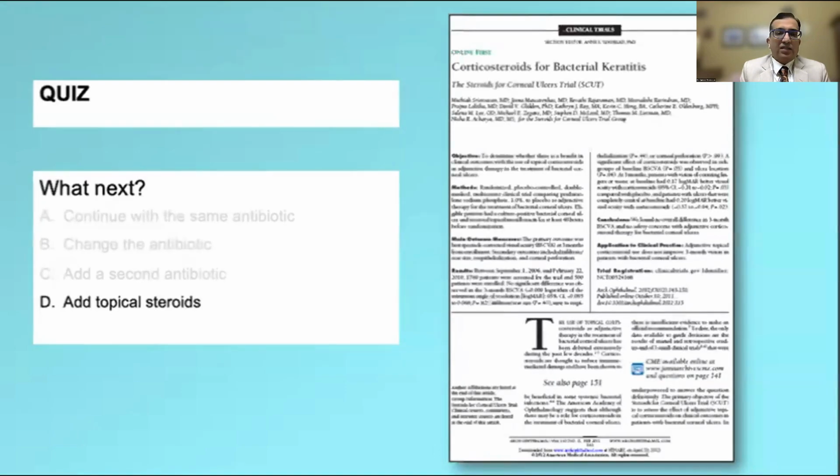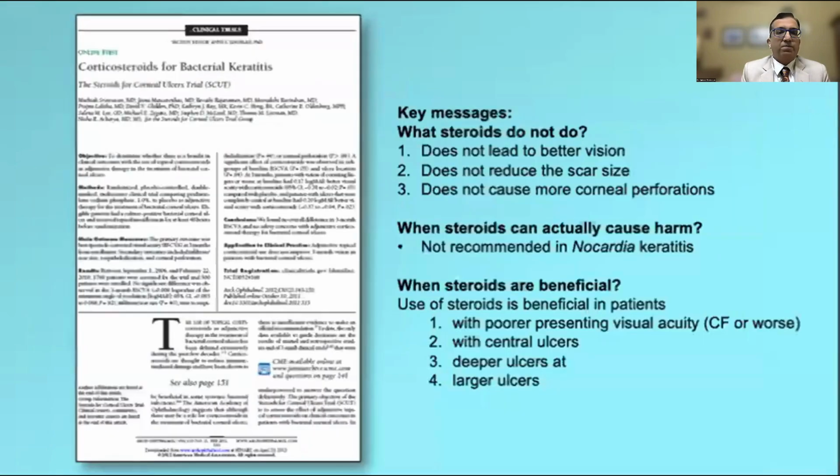We didn't want that. Instead, we wanted to now reduce the inflammation significantly, and that we did by adding topical steroids. I had mentioned that this was very controversial a few years or decades ago, but recently this landmark clinical trial, the Steroids in Corneal Ulcer Trial, or the SCUT study, the findings of that study have given us enough confidence to start topical steroids at this stage.